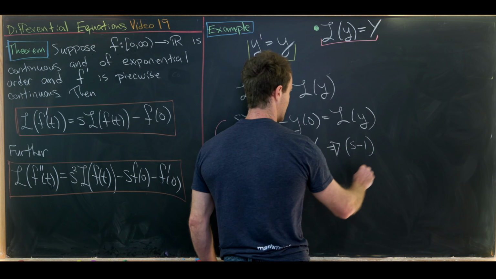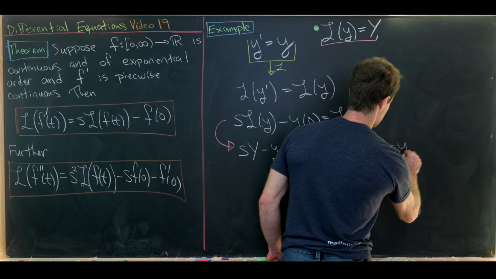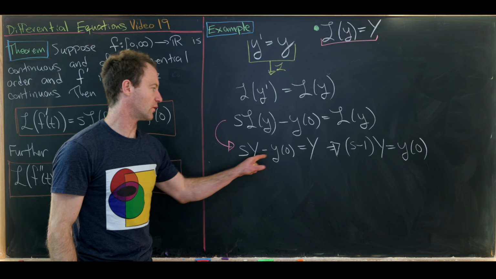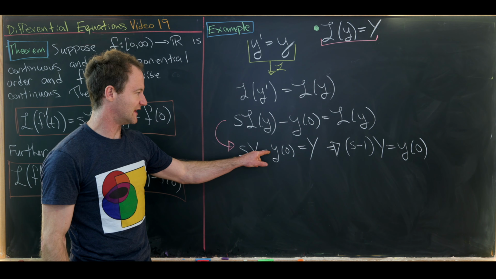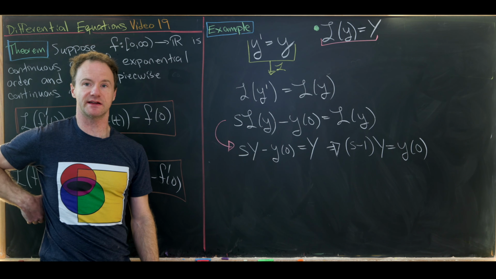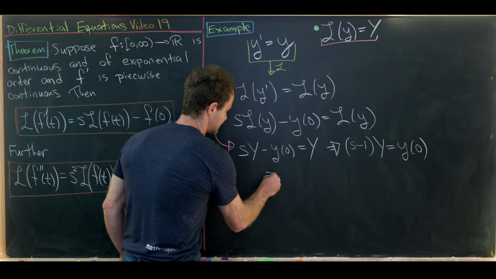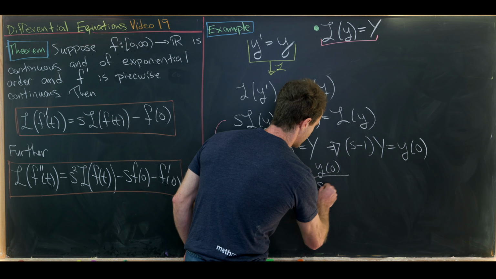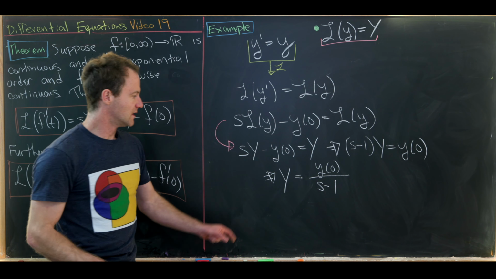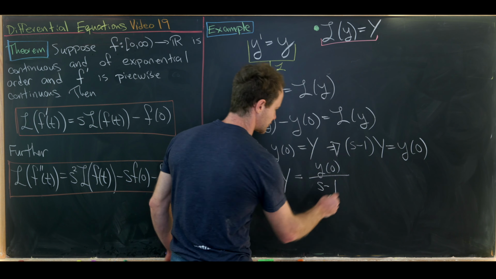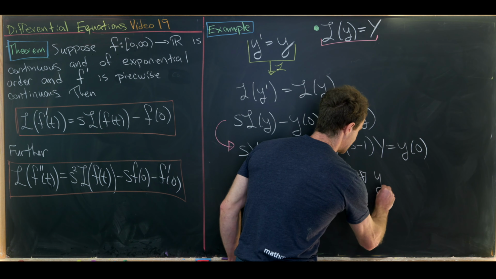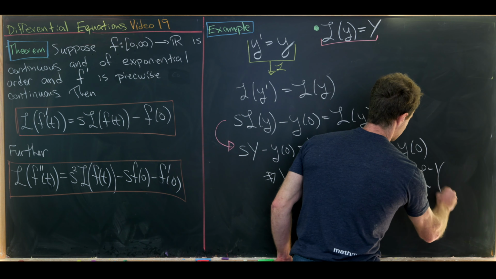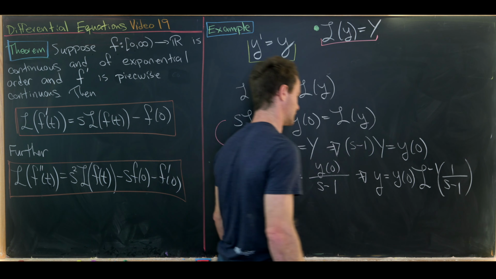s minus 1 times capital Y equals y evaluated at 0. So that's from moving this capital Y over to the left-hand side of the equation and then adding the y of 0 to the right-hand side of the equation. Okay, so let's see. That gives us capital Y equals y evaluated at 0 over s minus 1. But let's recall that capital Y is the Laplace transform of little y, so that means little y is equal to little y evaluated at 0, and then the inverse Laplace transform of 1 over s minus 1.